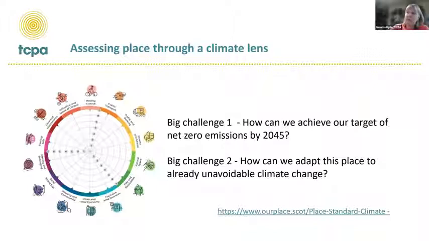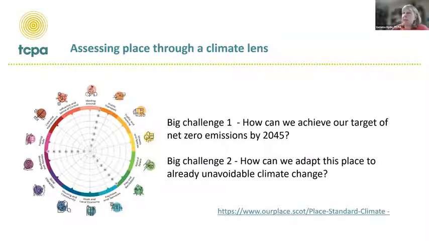I don't know if any of you have come across something called the Place Standard tool, but one of the things, if you're thinking about creating a 20-minute neighbourhood or retrofitting a place as a 20-minute neighbourhood, is you need to understand what you've got and how people feel about their place and how they use it. And so data is really important.